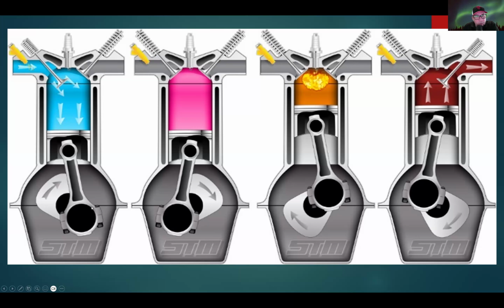Then the process starts all over. So again, intake, compression, power, exhaust. 180 degrees for each stroke. 180 times 4 will give us 720 degrees for the 4-stroke cycle.